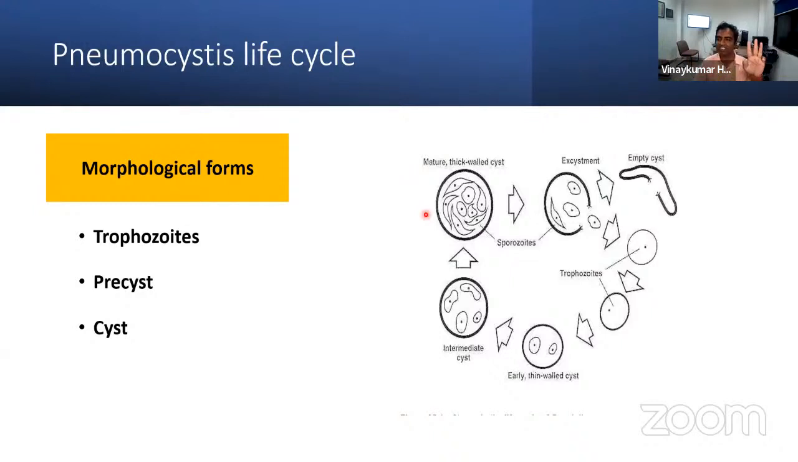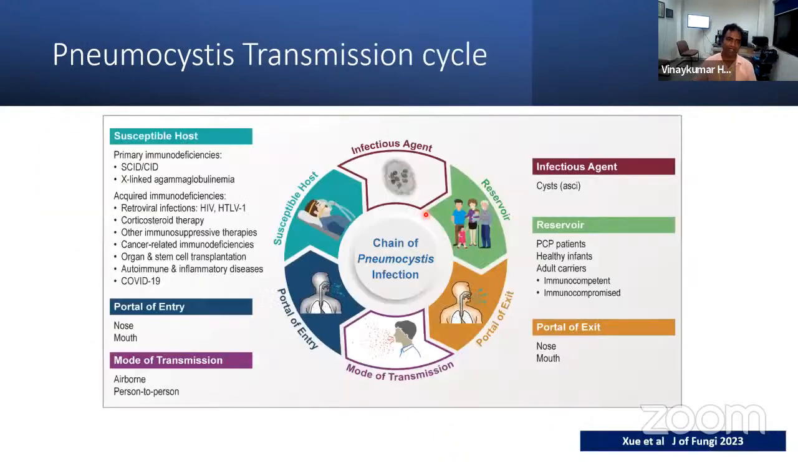Okay, so there are 3 stages in the life cycle of pneumocystis, that is trophozoite, precyst, and cyst. Trophozoite is the asexually reproducing form which is responsible for the disease. Cyst is the form that is generated after sexual reproduction and is the infective stage. Right. So who gets infected?